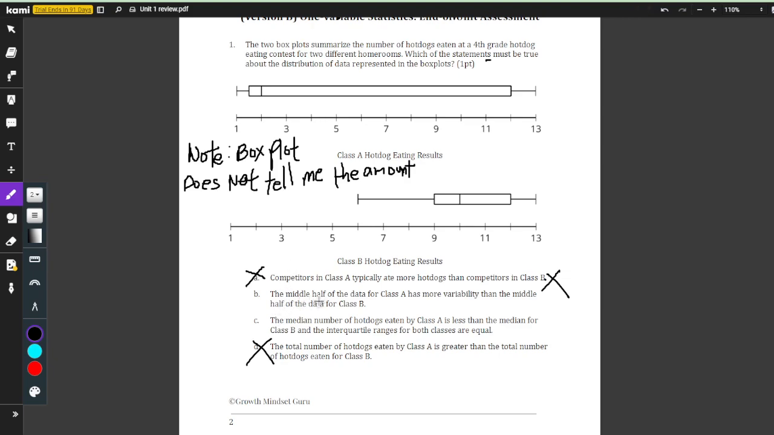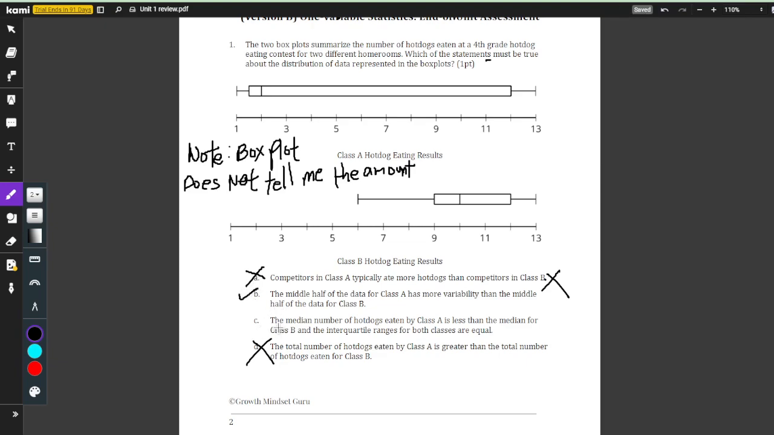The middle half of the data of class A is more variability than the middle half of data of class B, which is true. So A has a bigger variability. Remember, variability is how far they are from the middle. And then down here, variability is very tiny. They're very close together. So we know that this one is correct. So B can be correct.